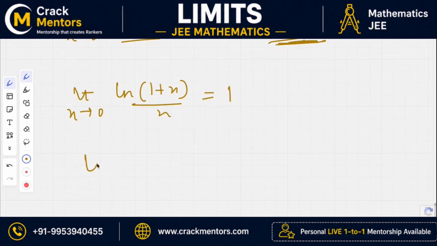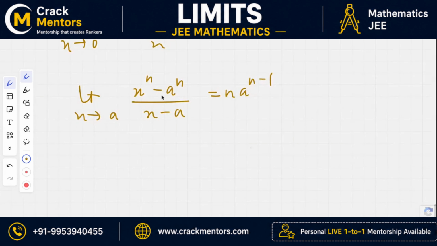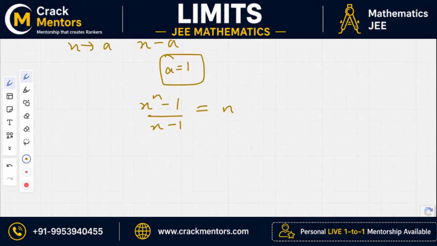We can do a few more. For example, limit x tends to a of (x^n minus a^n) by (x minus a) is n a^(n minus 1). See, you put a here as 1, so you get a special case which is like this. Here it's either plus or minus infinity, for both it would work.